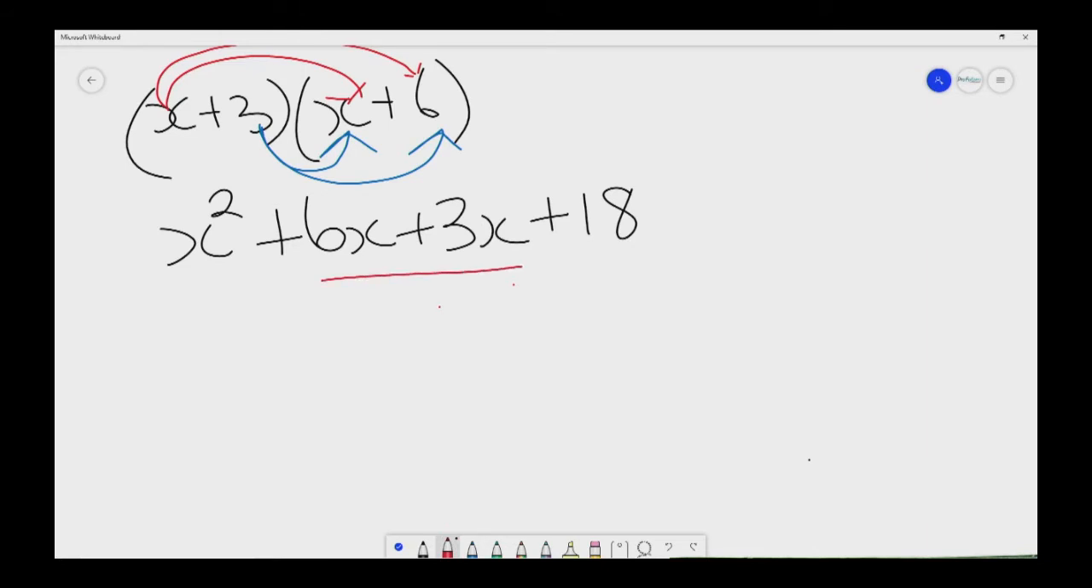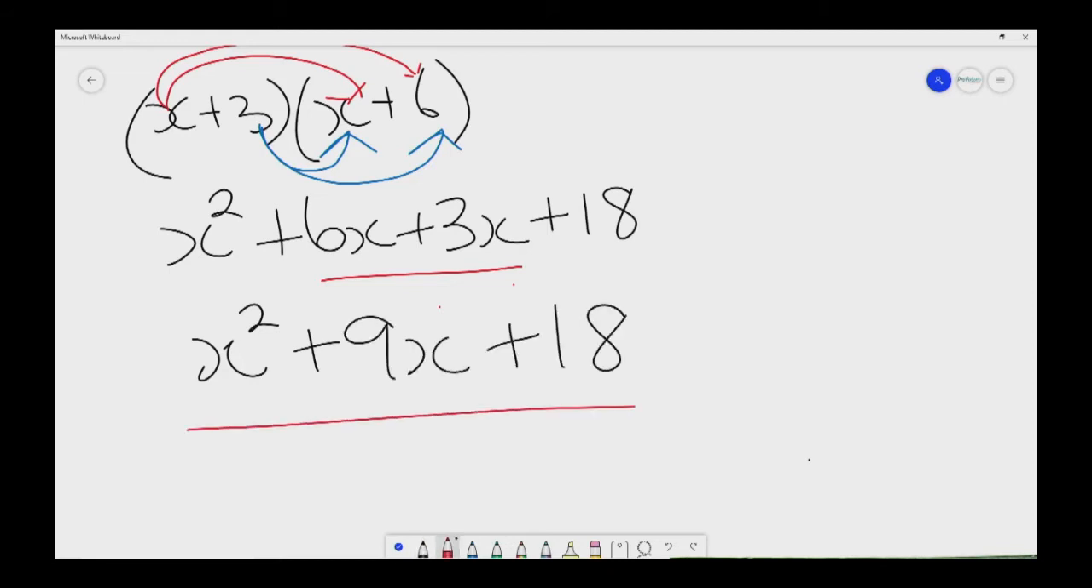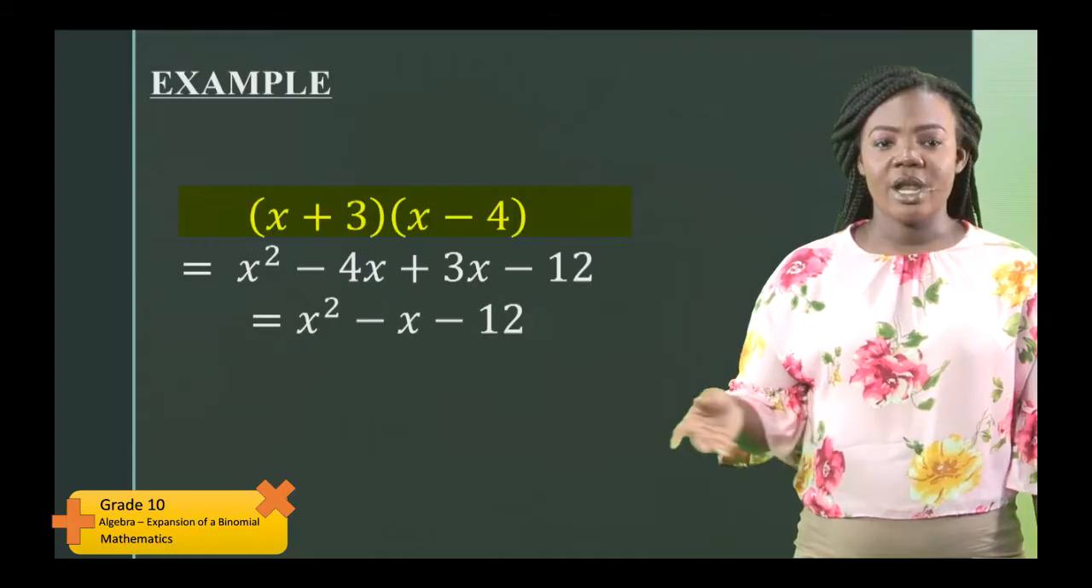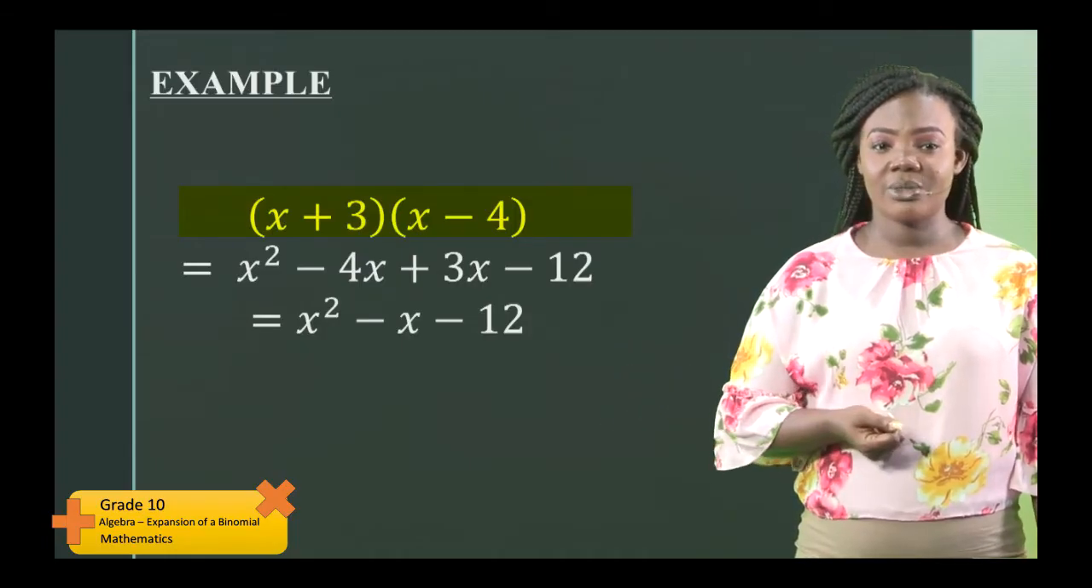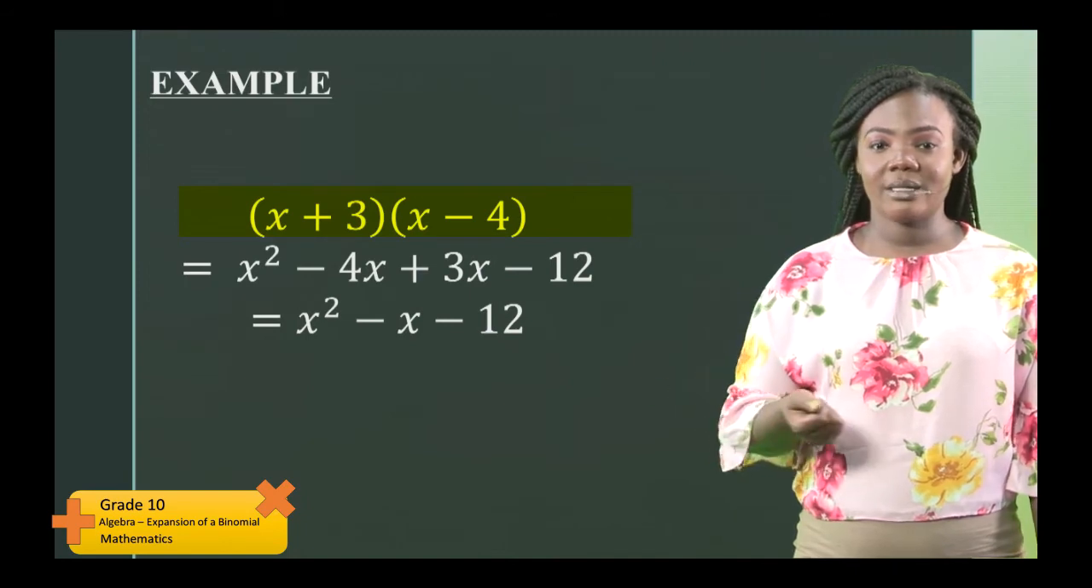Here we can see that these two are like terms, which means that they can be simplified. So here we are going to have x squared, and when we simplify that, we are going to get 9x and 18. So here you're going to see that is our answer when we expand the binomials x plus 3 into x plus 6. Now here we have x plus 3 into x minus 4.